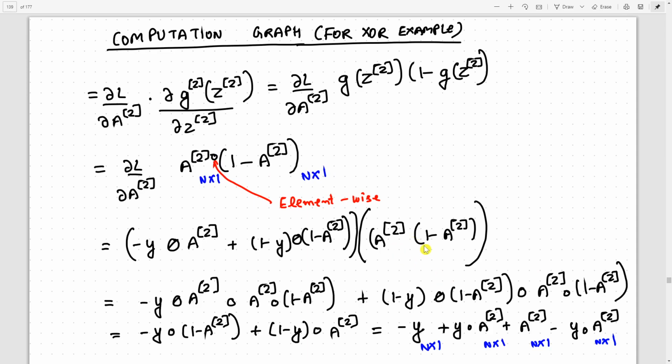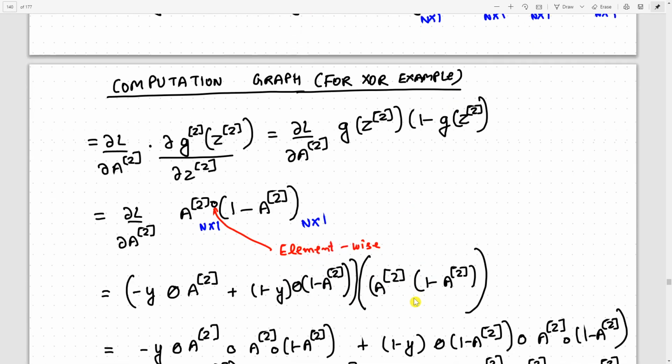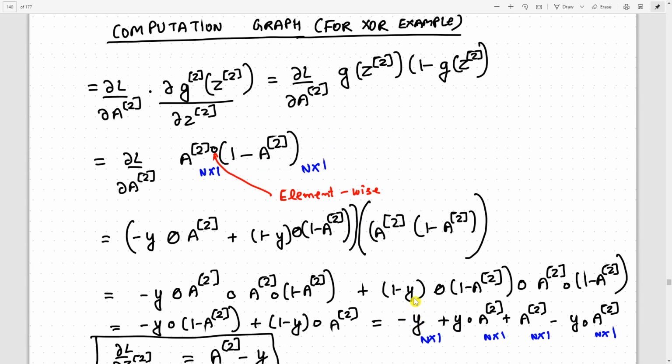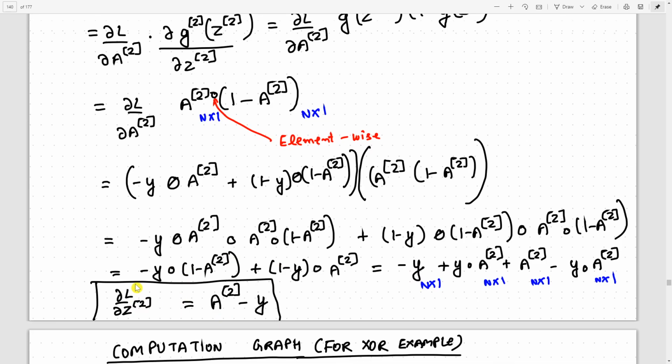If we just complete the calculations: minus y plus y element wise multiplied by a2, plus a2 minus y element wise multiplied by a2. The y element wise multiplied by a2 and minus y element wise multiplied by a2 get cancelled, and the final thing we're left with is a2 minus y. So once we do the entire calculation, we can write that del L by del Z2 is A2 minus Y.